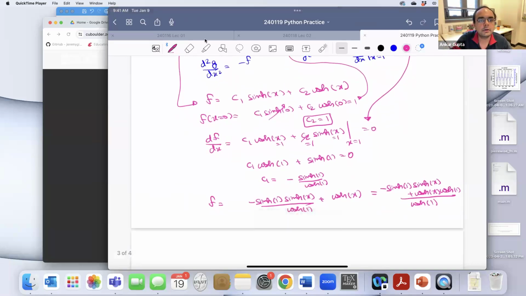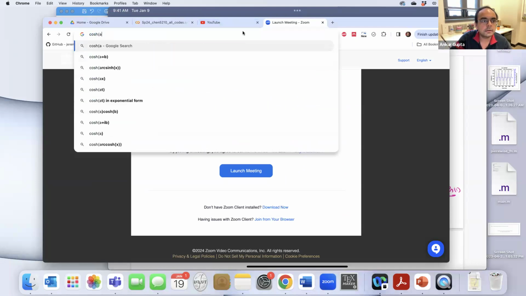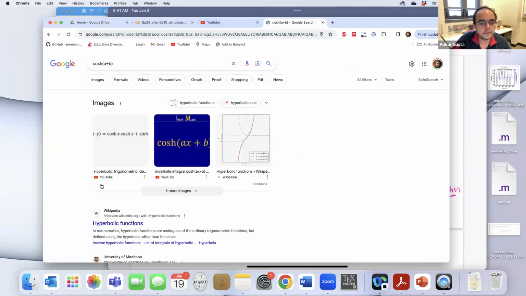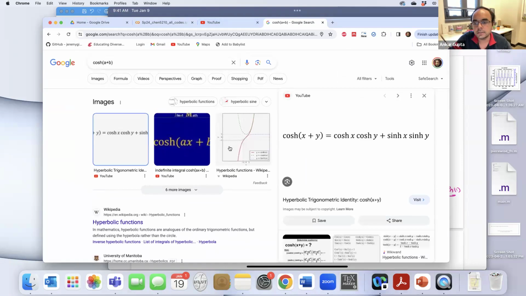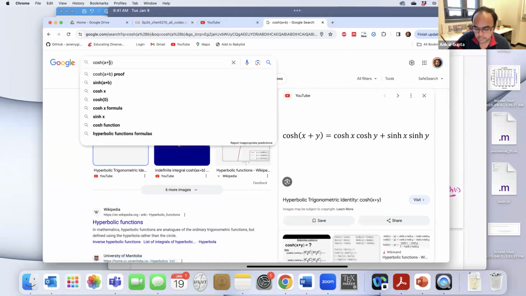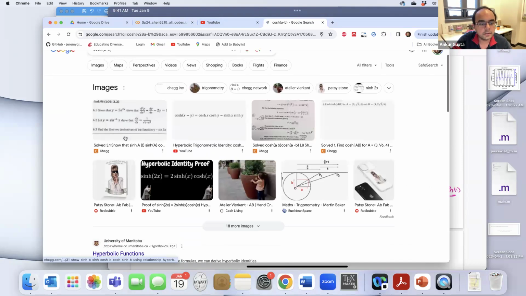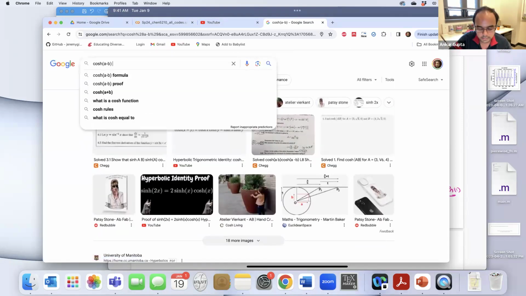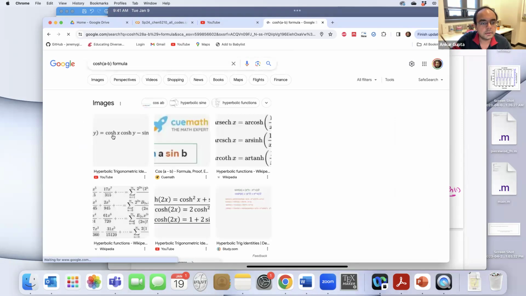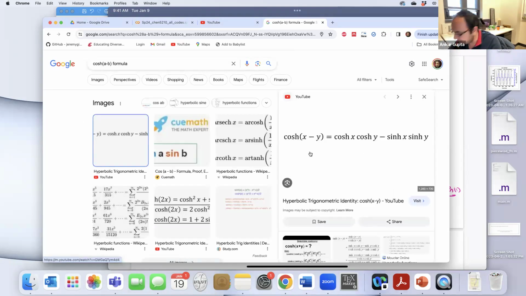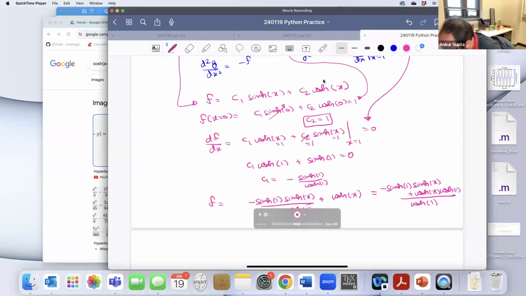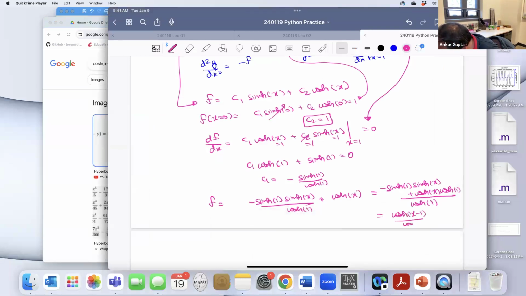Let's just check the cos of a minus b formula. It gives cos x cos y plus sin x sin y. So this should basically be cos of x minus 1, right? Okay, so this is the formula we find. So f is cos of x minus 1 divided by cos of 1, and this is the result we get for f.